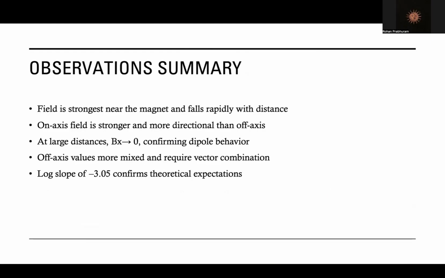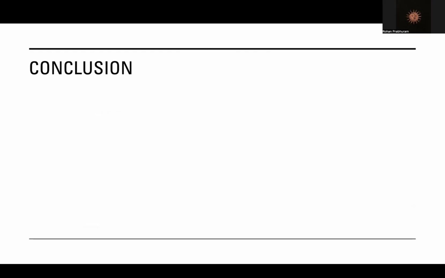Looking at our observations, the field is strongest near the magnet and falls rapidly with distance. The on-axis field is stronger and more directional than off-axis, and at large distances B_x approaches 0, which confirms dipole behavior. And we got a log slope of negative 3.05, which confirms our theoretical expectations.